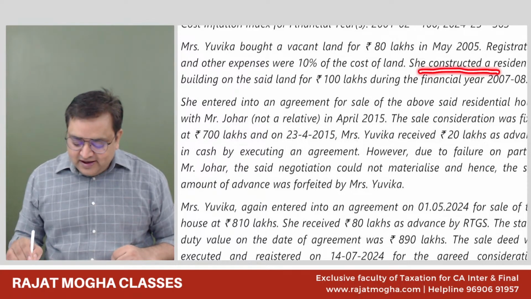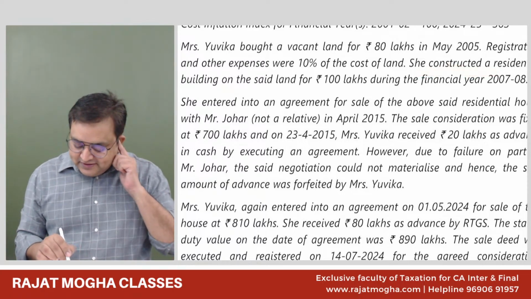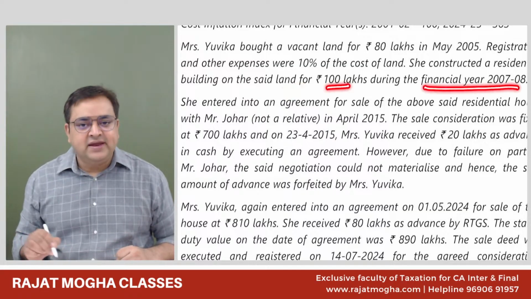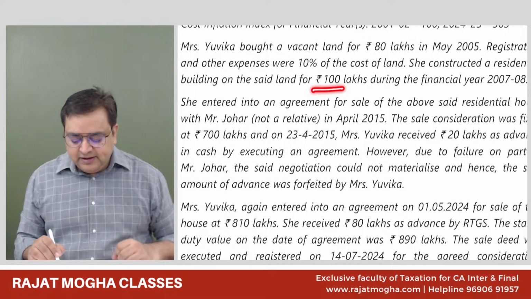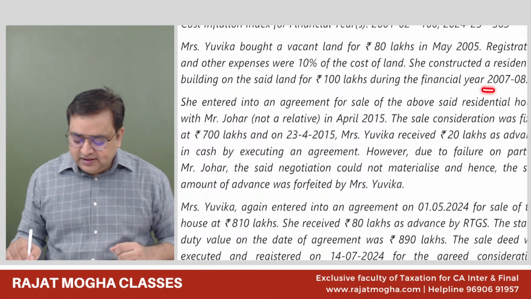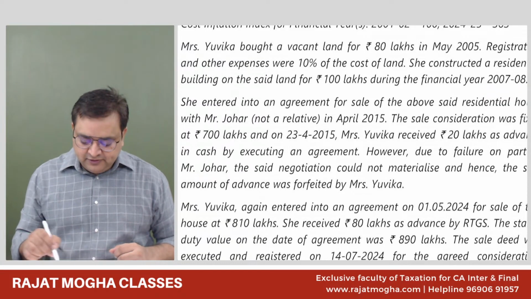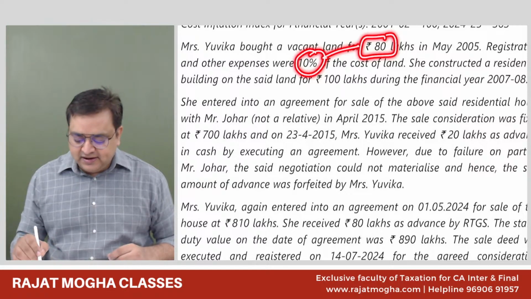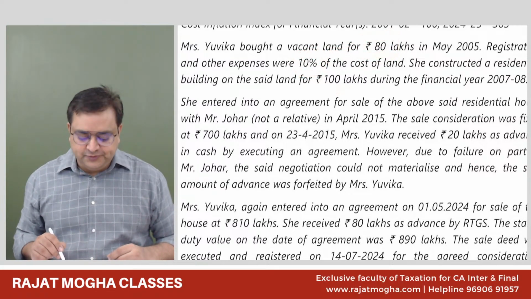She constructed a residential building on the said land for 100 lakh during the financial year 2007-08. So she constructed a building. So we can say that it is an improvement which is happening in the year 2007-08. So as of now, land was purchased, expenses incurred, total 88 lakh, and then there's an improvement also.